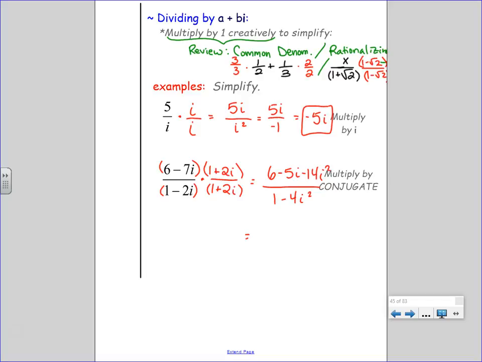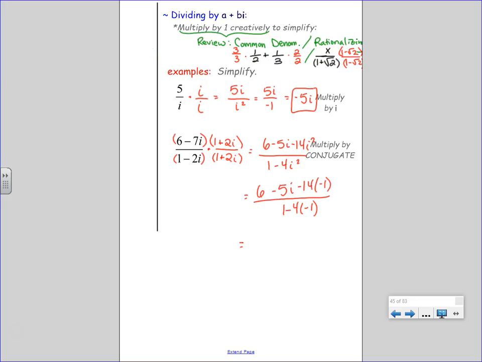What happens to all my i squareds? They go to negative 1. So I have 6 minus 5i minus 14 times negative 1, all over 1 minus 4 times negative 1. This is something I can simplify. 6 plus 14 is 20, all over 5. Add some negatives, changing to positives. And I can go one step more because I can pull a 5 out and factor. We'll make sure you're not killing anything on that tomorrow. But I end up with 2, 4, done.